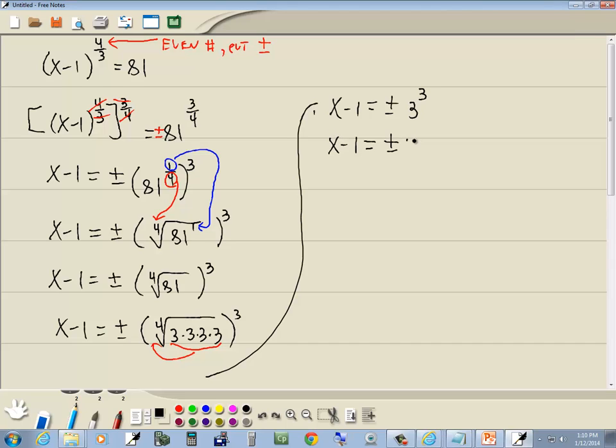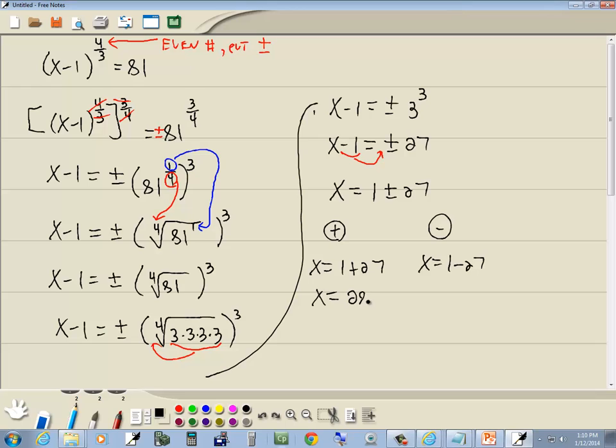Well, 3 to the 3rd is 27. 3 times 3 is 9, times another 3 is 27. I'm solving for x, so I'm going to take the negative 1 and move it to the right side. And we've got x is equal to 1 plus or minus 27. Now I'm going to split this apart into the plus version and the minus version, so I can simplify it even further. What that plus or minus means is we've got x is equal to 1 plus 27, and we've got x is equal to 1 minus 27.